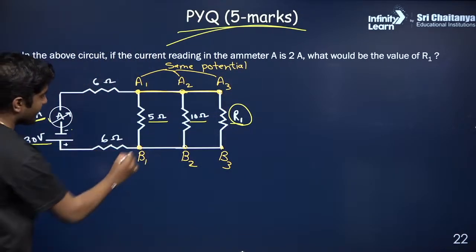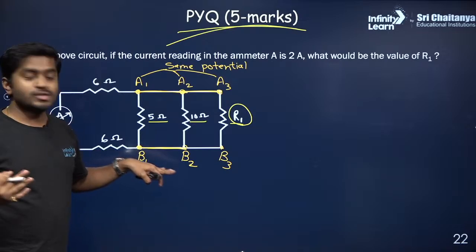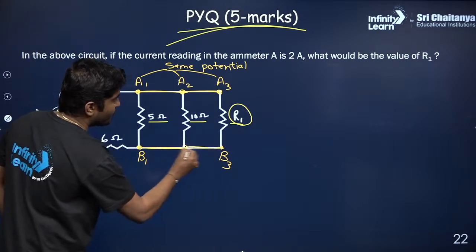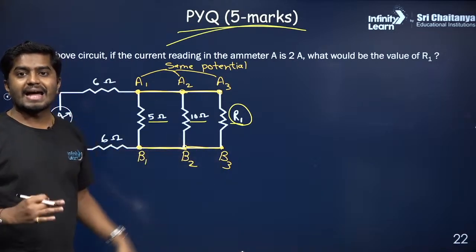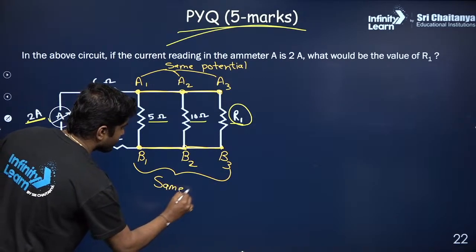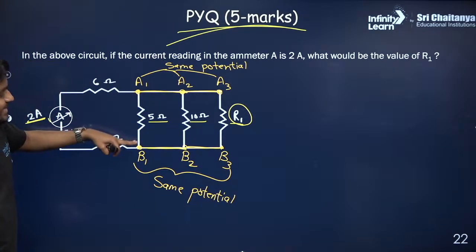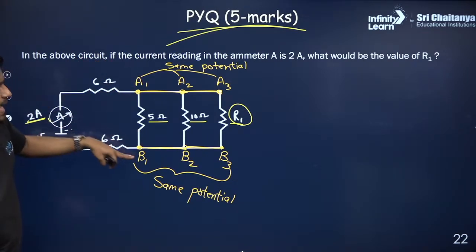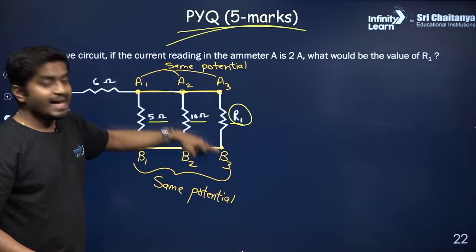Correct? How are these 3 B points? B1 and B2 are connected just by a simple wire. So zero resistance and zero potential drop. Again B2 and B3, there is no battery, no resistance. That means all 3 of them are at the same potential. That means the potential difference between A1 and B1 should be equal to the potential difference between A2 and B2, which should be equal to A3 and B3.